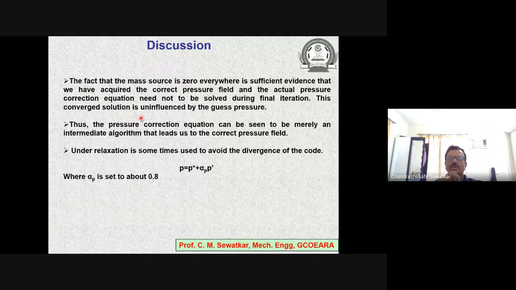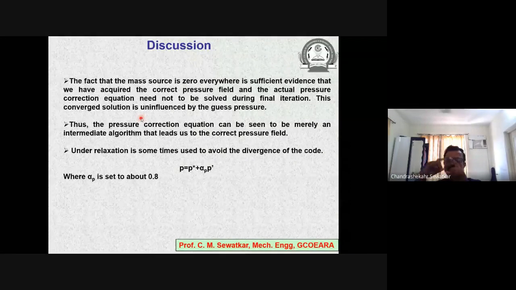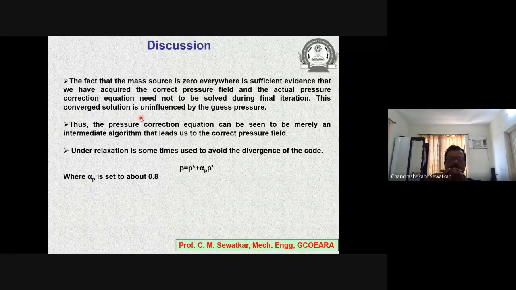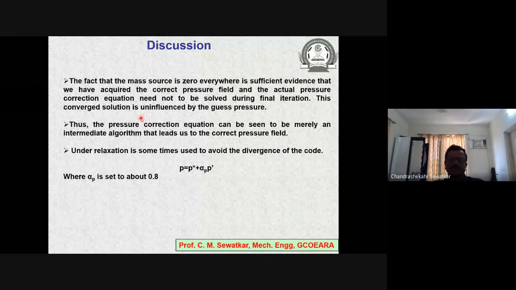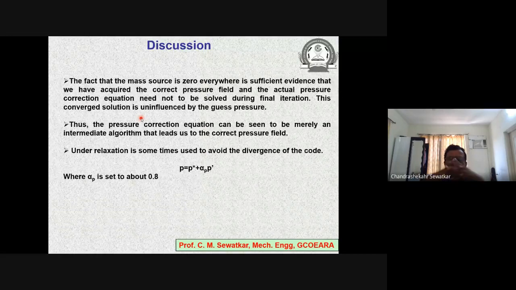That the mass source is zero everywhere is sufficient evidence that we have acquired the correct pressure field, and the actual pressure correction equation need not be solved during the final iteration. In the final iteration, we need not solve the pressure correction again. The converged solution is uninfluenced by the guessed pressure. Thus, the pressure correction equation can be seen to be merely an intermediate algorithm. As I told you, the pressure correction is an intermediate algorithm, an internal loop. That internal loop we have to solve, and that intermediate algorithm leads us to the correct pressure field.